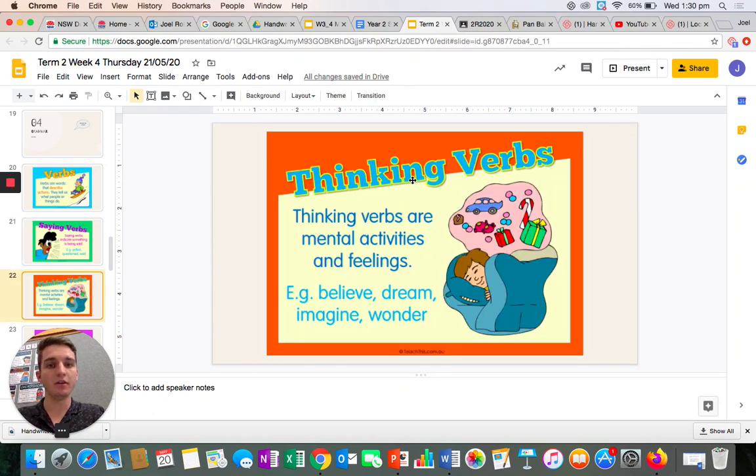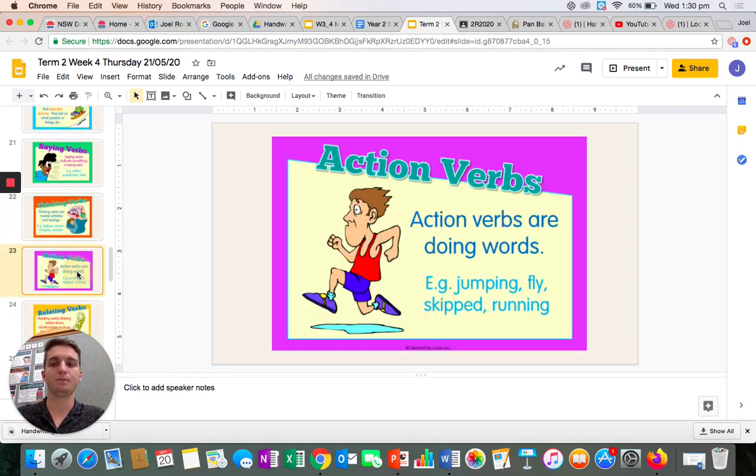Thinking verbs is the next category. Thinking verbs are mental activities and feelings. For example, believe, dream, imagine, wonder. See if you can think of some more thinking verbs and write them down there. And if you can write a sentence as well, 1 sentence, put it in the speaker notes too.